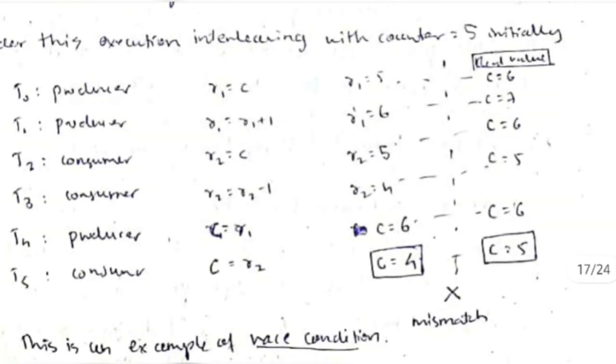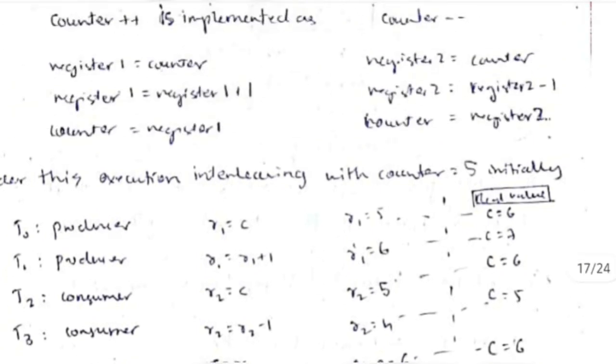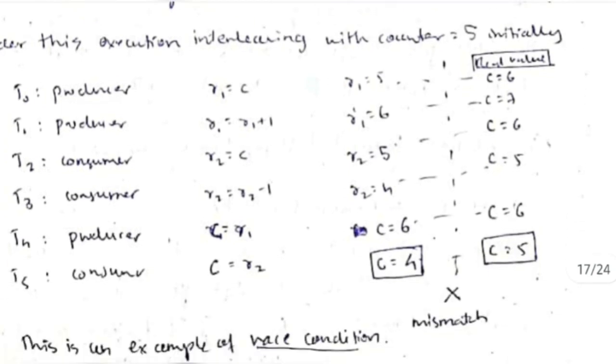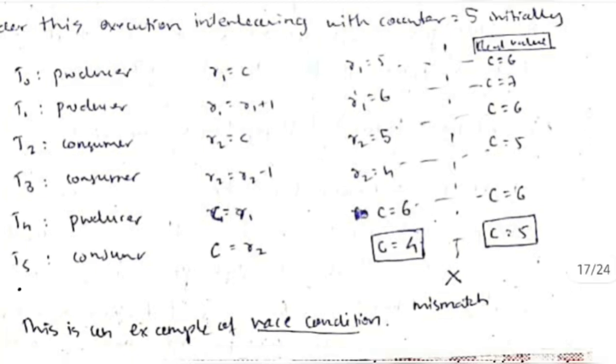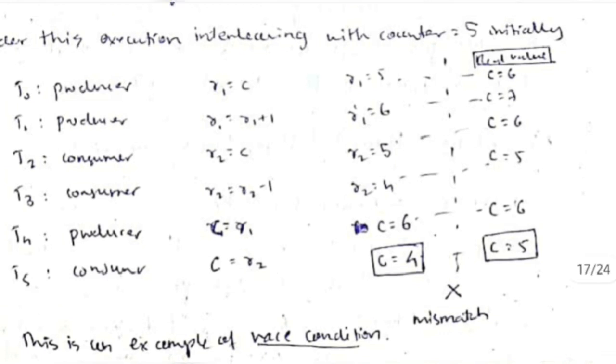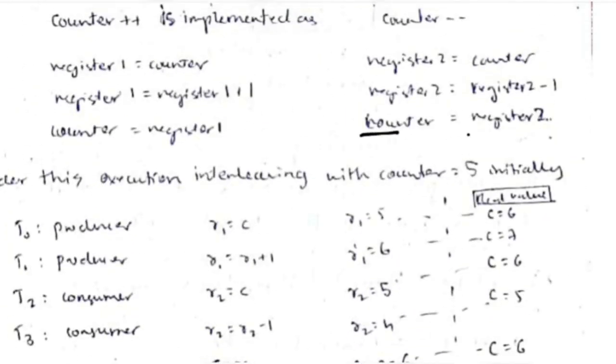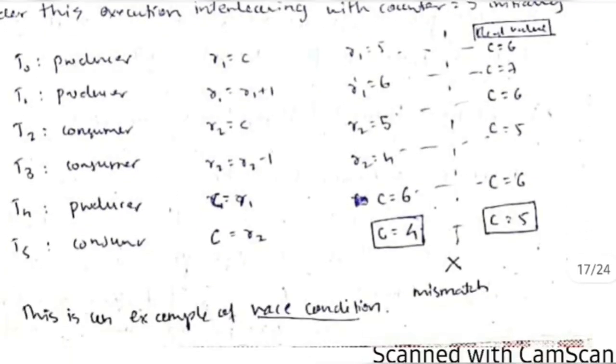In the fourth iteration, if the producer produces a value, at that time this execution will happen: counter is equal to register 1. At that time register 1's value, which is 6, will be copied to counter. So counter will be 6 now, and in the next step when the consumer consumes a value, counter will become R2. This is from the previous one. The value of register 2 will be copied to counter. What was the value of register 2? It was 4. So 4 will be copied to counter.